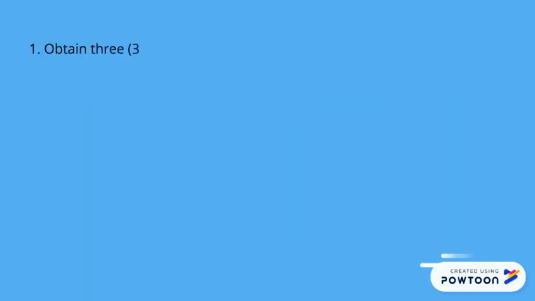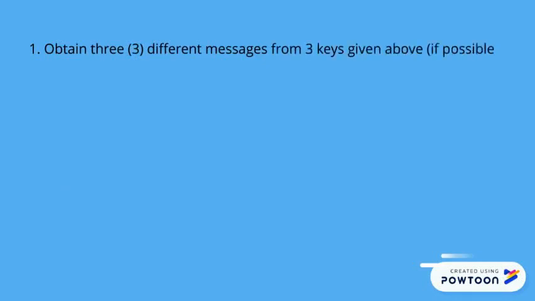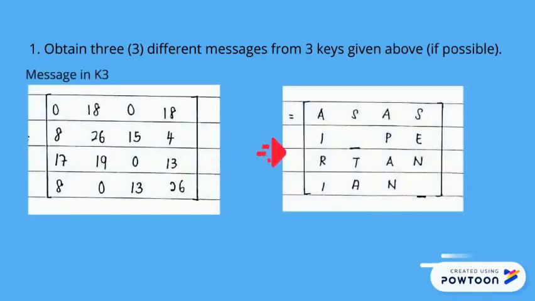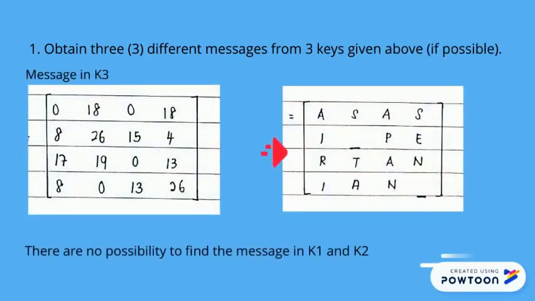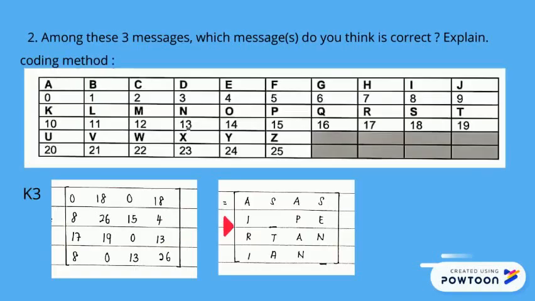Based on question 1, obtain 3 different messages from the 3 keys given above if possible. We succeeded in obtaining a message only from K3, which is asasi pertanyaan. Among these 3 messages, K3 is the correct answer as it satisfies the coding number. The numbers in the matrix of K3 were transformed into alphabet arrangement, as below.